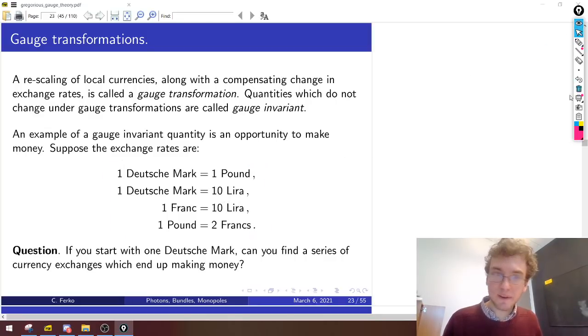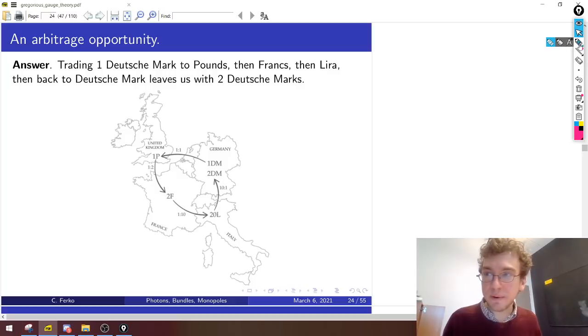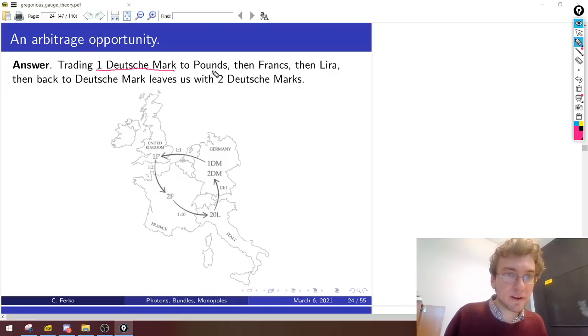If you didn't catch it, let me just show what Tetra just said. So here's the arbitrage opportunity. You start with the Deutsche Mark, you convert to pounds, so that's a 1-to-1 ratio, so now I have 1 pound. Then you go from pounds to francs, so that's a 1-to-2, so I have 2 francs now. Then from francs to lira, which was a 10-fold exchange rate, so now I have 20. And then I come back to Deutsche Marks, and now I have 2. So I've made money.